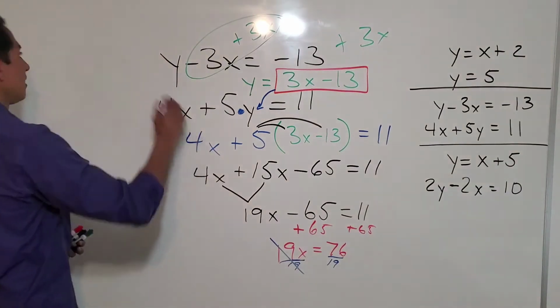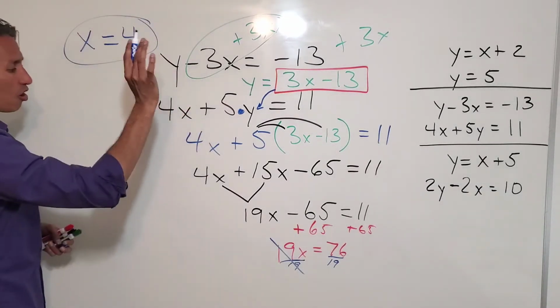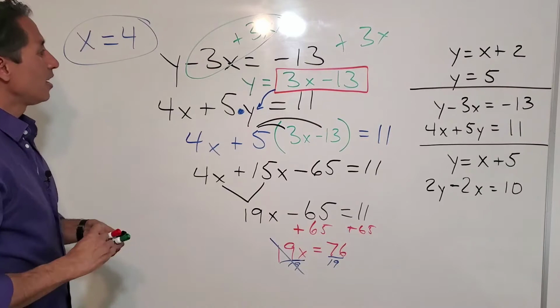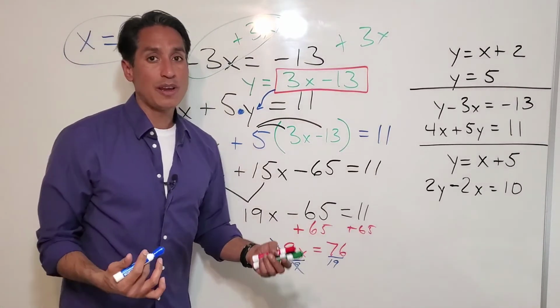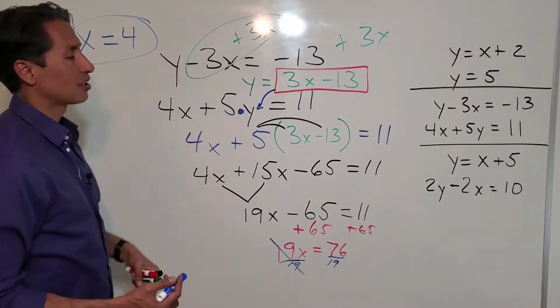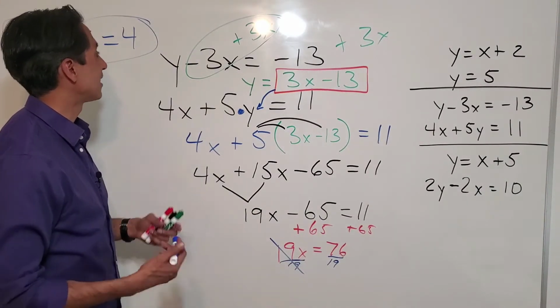So I'm just going to write it over here. X equals 4. I did all this crazy math and I get one answer. X is equal to 4. Now to solve for y, you need to plug that number into one of the other two equations. And I always say, go with what's easiest.